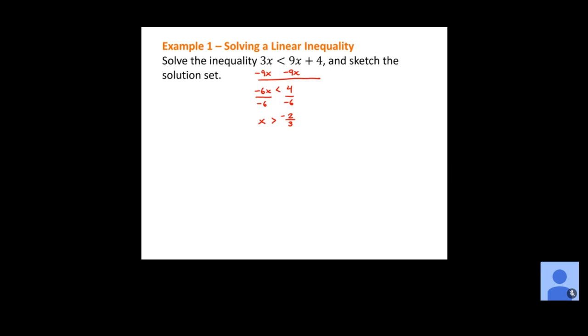Now, what that means is that the x value could be any real number that's bigger than negative 2/3. So when we sketch the solution set, we're actually going to do a number line here. We're going to put negative 2/3 on our number line. And since we're strictly greater than, not greater than or equal to, we need to put an open circle at negative 2/3. That open circle tells us that that value is not included. And now we want to shade all the values on the number line that are greater than negative 2/3, meaning everything to the right of negative 2/3. So that would be the graph of that solution set.